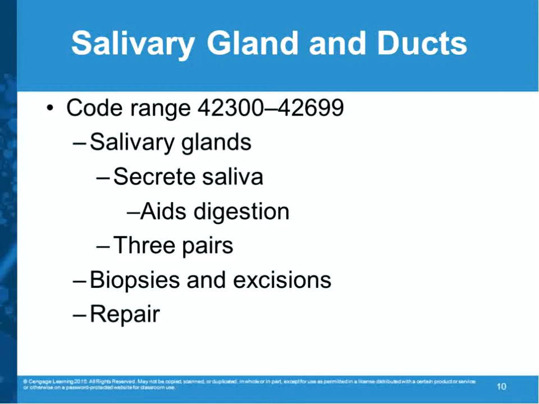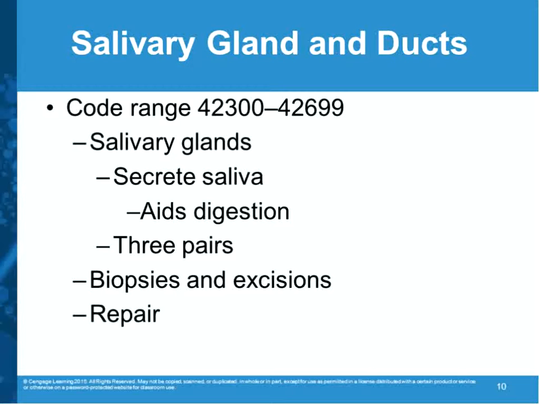All right. If you go on from your palate and uvula, it takes us to our salivary glands and our ducts. Here we have three pairs of salivary glands. This is back in A&P: your parotid, your sublingual, and your submandibular glands.